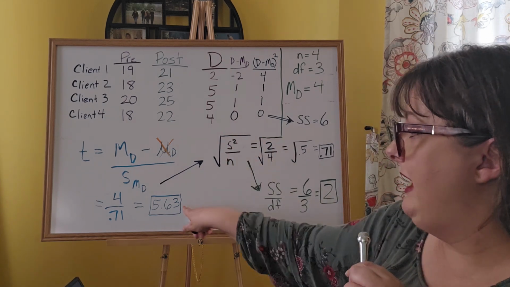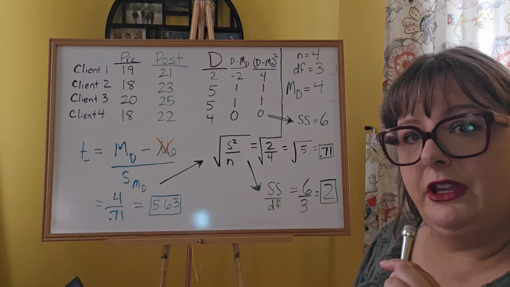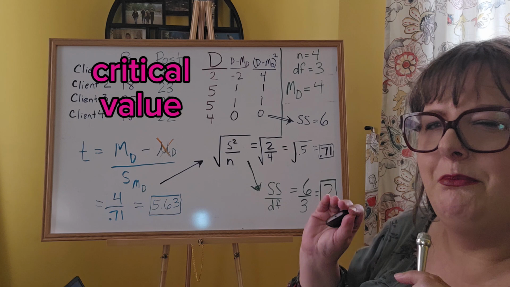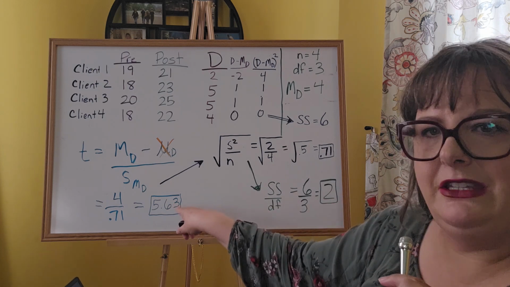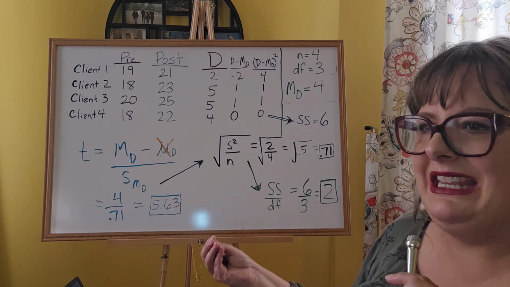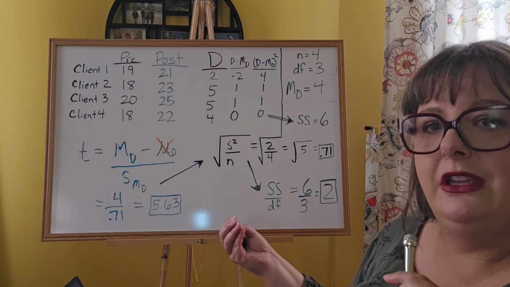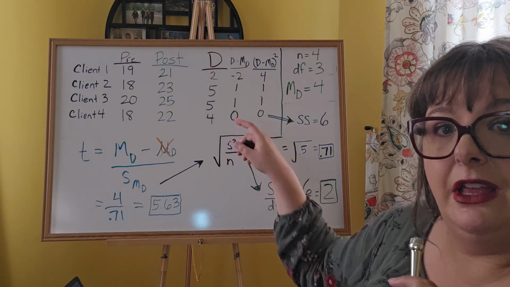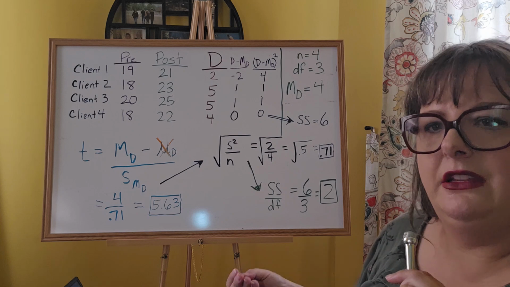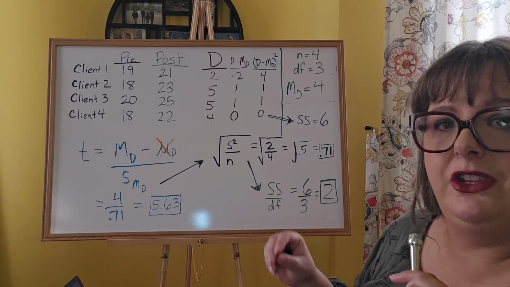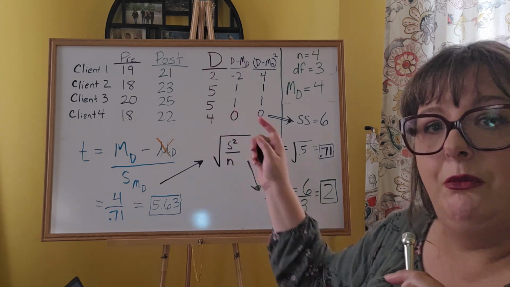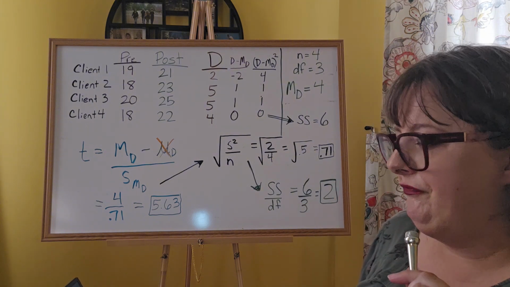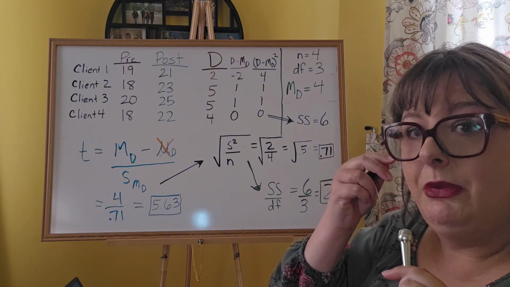All right, so we've got t equals 5.63. We need to look up something called the critical value. What's the minimum number that we need to get that we consider it a statistically significant t statistic, which means the difference that we analyzed is a statistically significant difference, statistically significant change or improvement from time 1 to time 2.